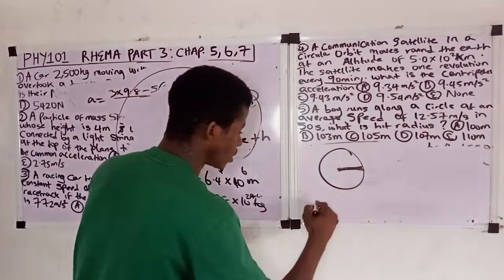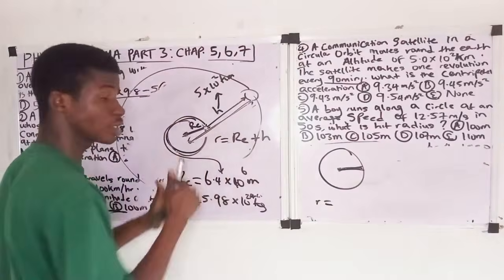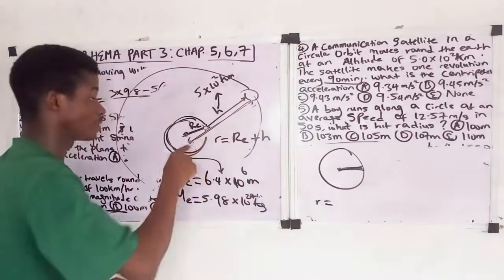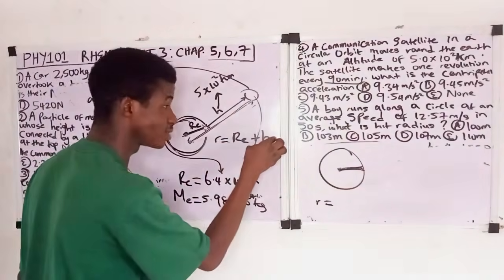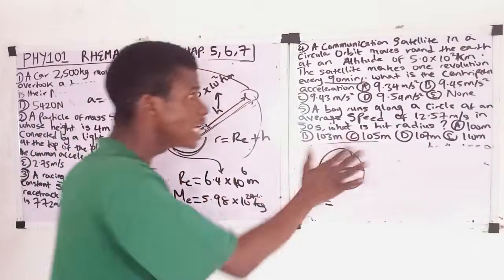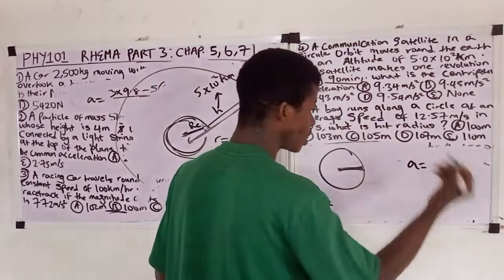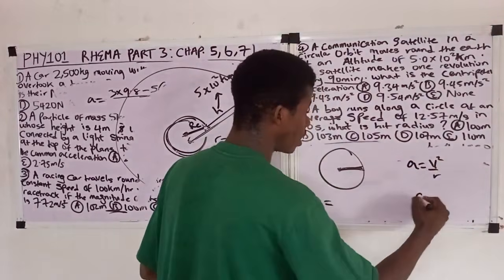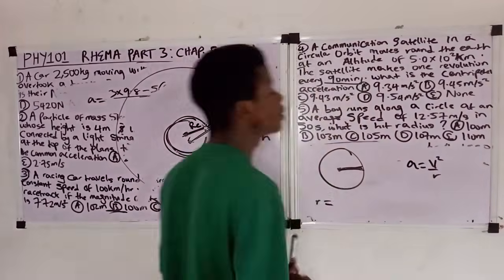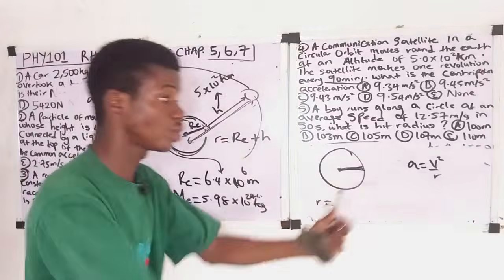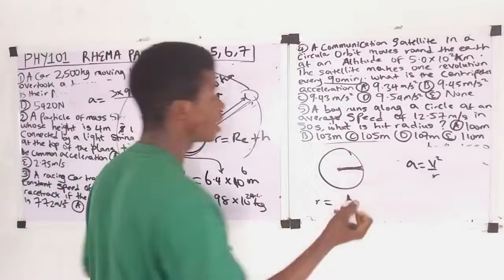Yes. So now what is the radius of the Earth? Before then, just note that the total distance from the center of the Earth to the satellite equals the radius of the Earth plus the altitude, right? Yes. Now let's go back to the question. What is the centripetal acceleration? It's very easy. Centripetal acceleration equals V squared over r, or it equals omega squared r. So the centripetal acceleration is equal to V squared over r, right? Yes. Now let's continue.